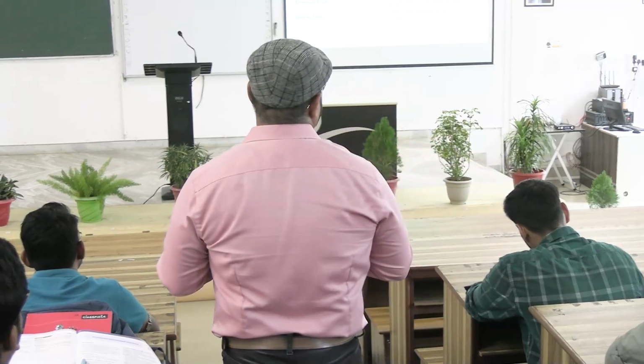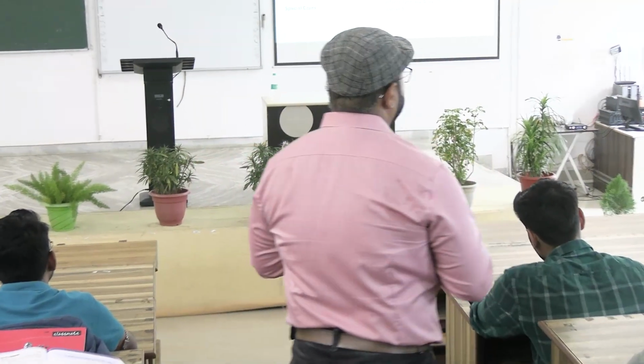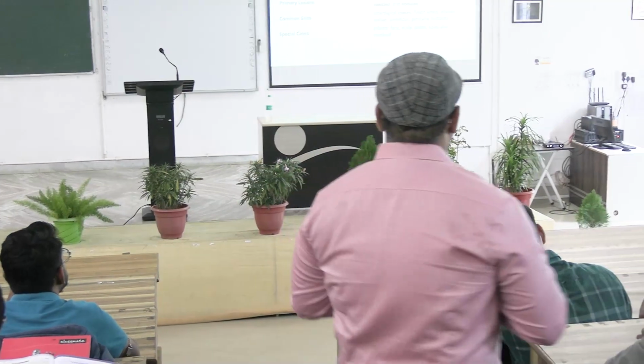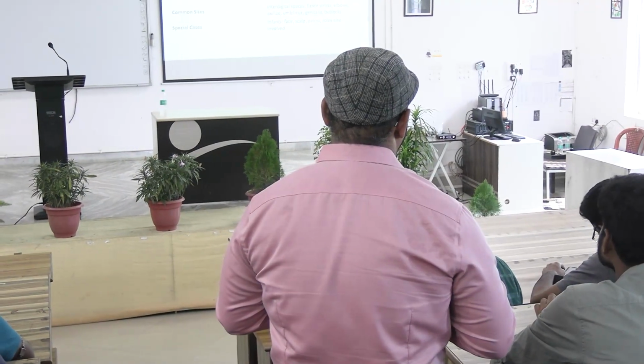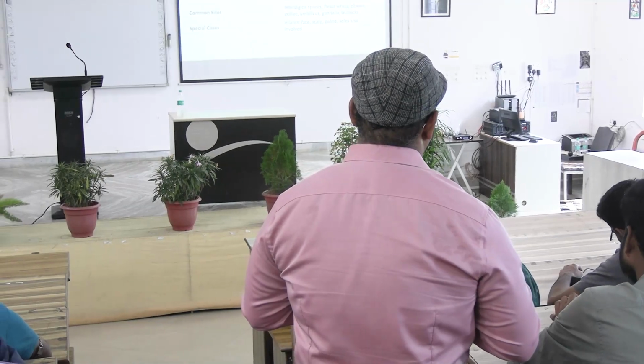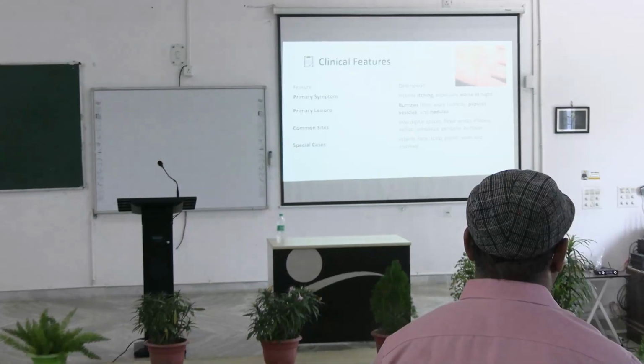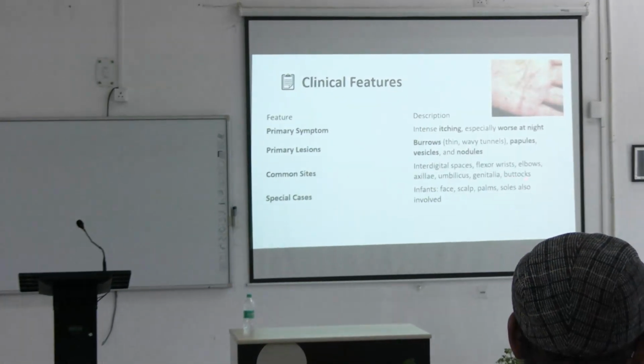If you find them specifically in the hands and web spaces, then you can tell, okay, fine, this is scabies. Okay, so common sites, interdigital spaces, this is the most common site. So always look at this part: interdigital spaces, flexor wrist, elbow, axilla, umbilicus, genitalia and buttocks.